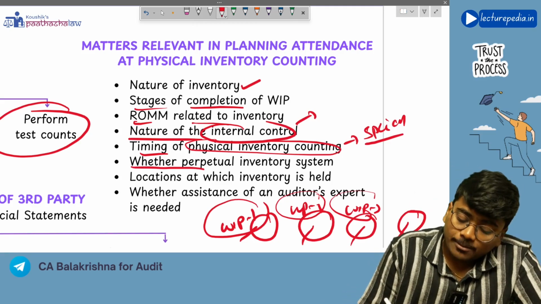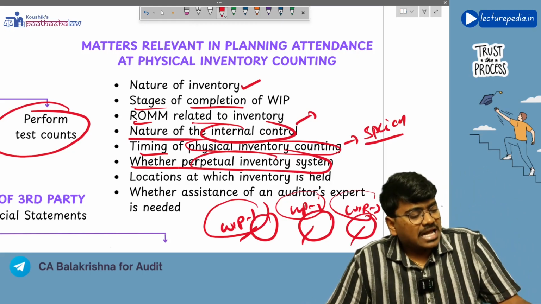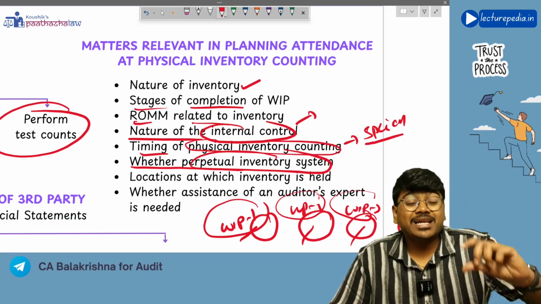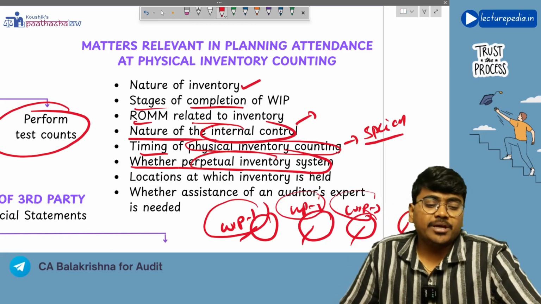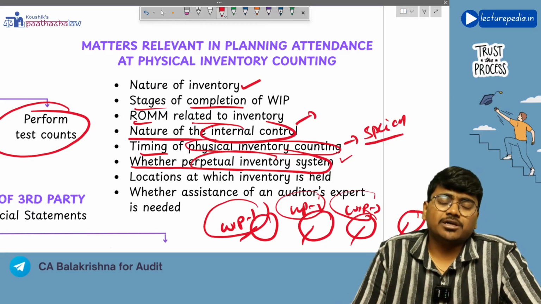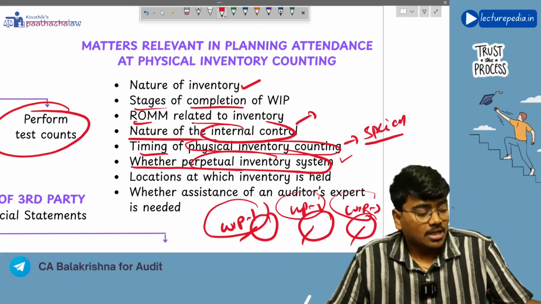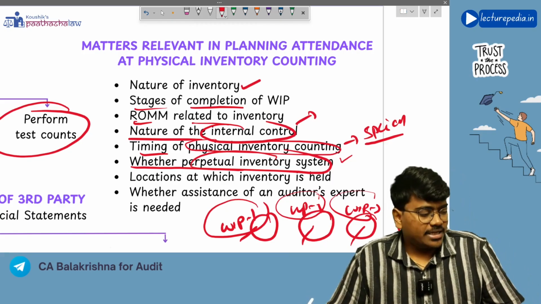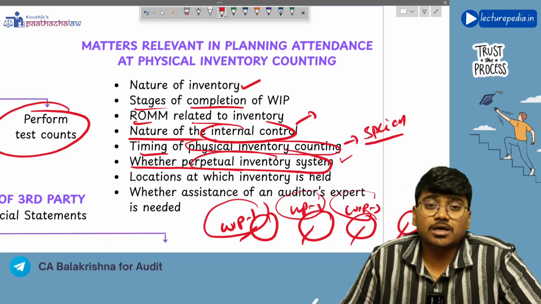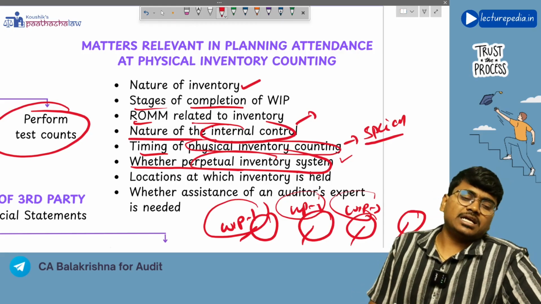Okay, next, whether a perpetual inventory system is maintained. Perpetual inventory system means as and when the transaction takes place, it gets updated in the inventory records on a real time basis. That is known as perpetual inventory system. So whether the entity is following a perpetual inventory system or a periodic inventory system. Periodic inventory system means the transactions will be updated once in 15 days, or once in 10 days, like that they will update the transactions in the books of accounts. Understood? You should consider that also when you are attending at physical inventory counting.